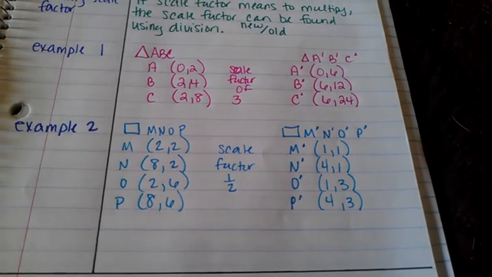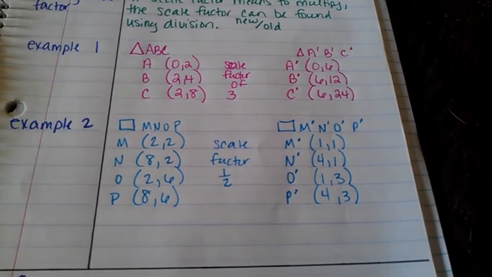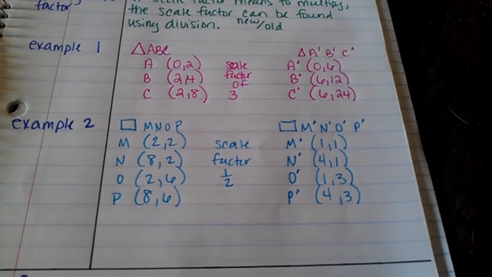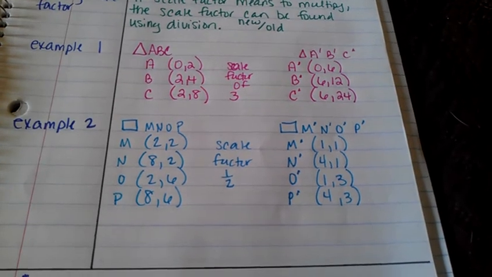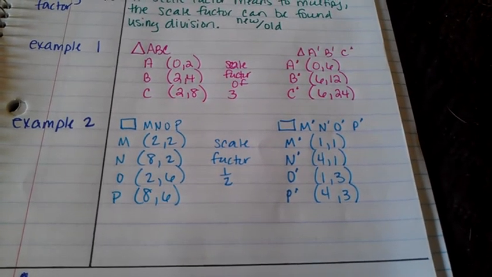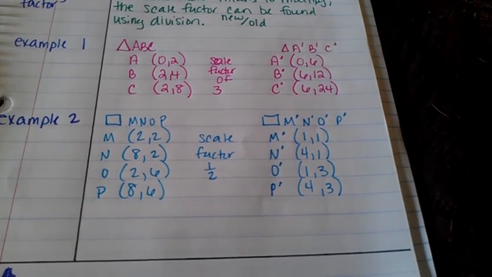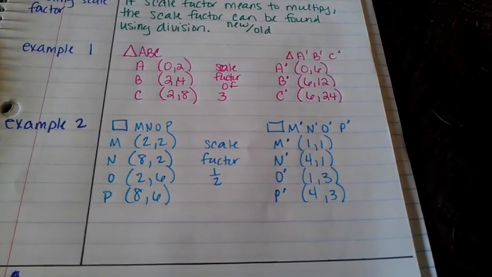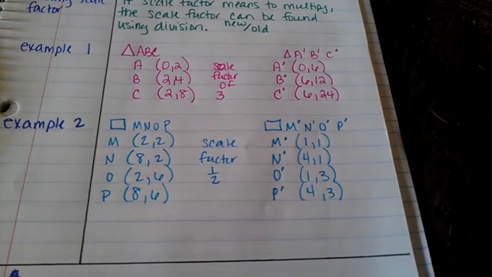And if you do that for each coordinate, your x coordinate and your y coordinate on every vertex, you'll see that they are all cut in half. 8 divided by 2 is 4. 2 divided by 2 is 1. And that goes all the way down. And then if you were to graph rectangle MNOP, and then M prime, N prime, O prime, P prime, you will see that it is half the size of your original rectangle.